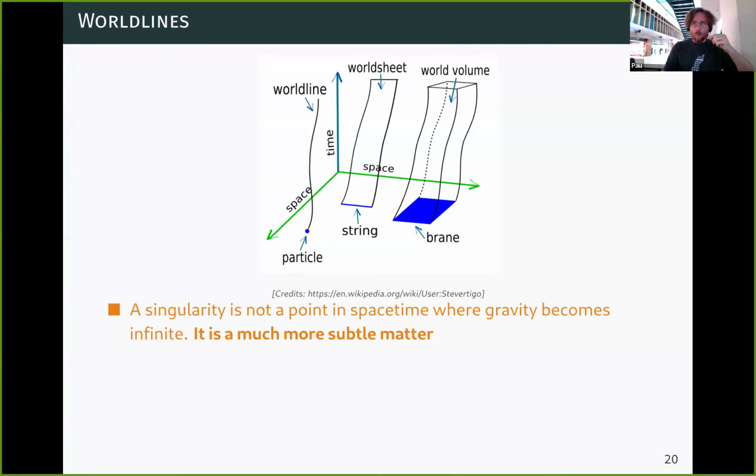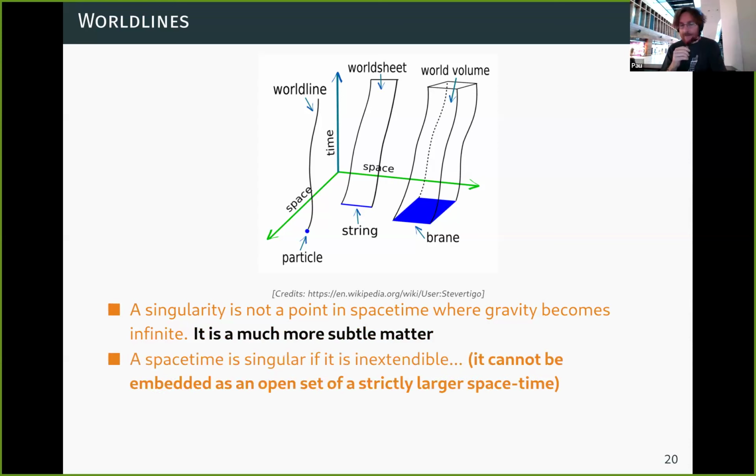Now, let's talk about worldlines. A singularity, if you're talking about a Schwarzschild black hole, so something that is not rotating, is not a point in space-time where gravity becomes infinite. You listen and read this everywhere on the internet, and unfortunately even from many senior researchers, but this is not true. When they tell you a singularity is a point of infinite density and mass, forget about that. That's not correct. A singularity is something much more subtle.